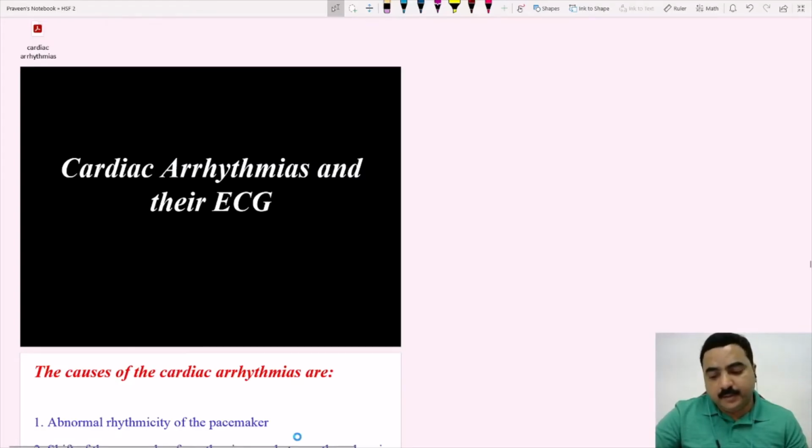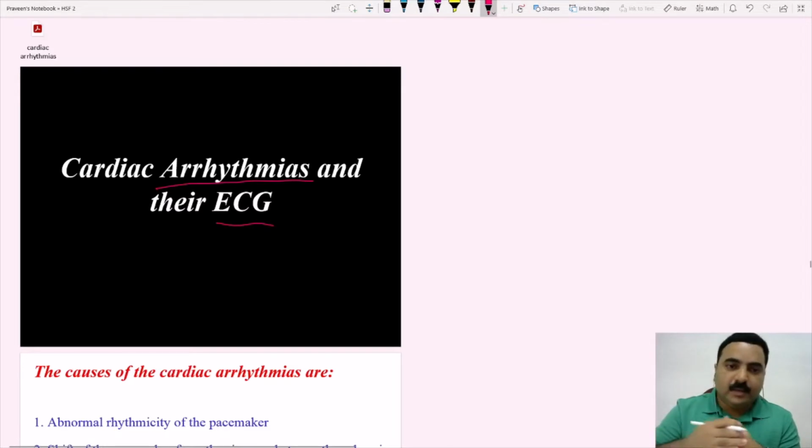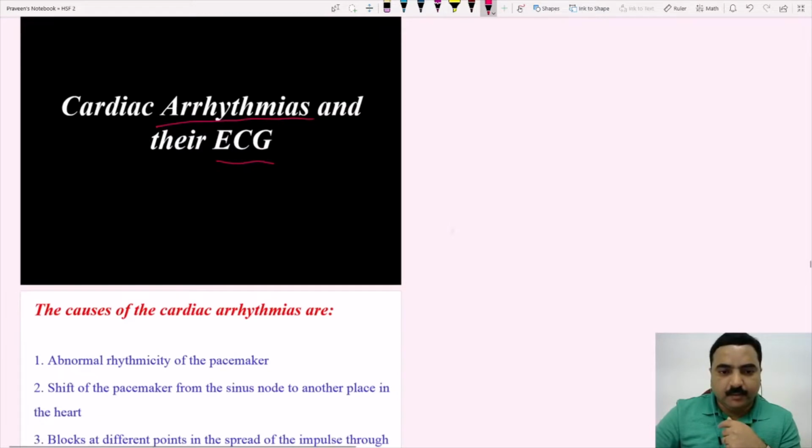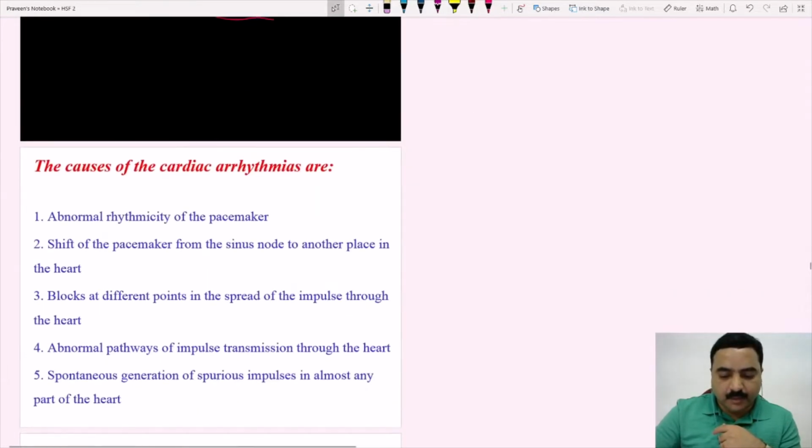Hi, in this lecture, we will study cardiac arrhythmias and their ECG patterns. Cardiac arrhythmias means abnormal rhythms where you have an increased rate or decreased rate of the heart, which is very abnormal in nature. So we call them bradyarrhythmias and tachyarrhythmias. Brady means decrease, tachy means increase. We need to see the ECG patterns, how we will see them.